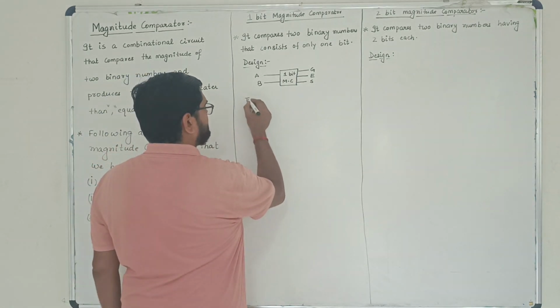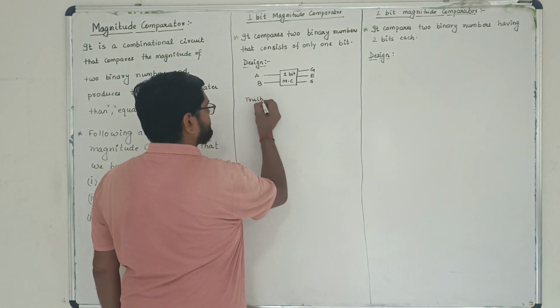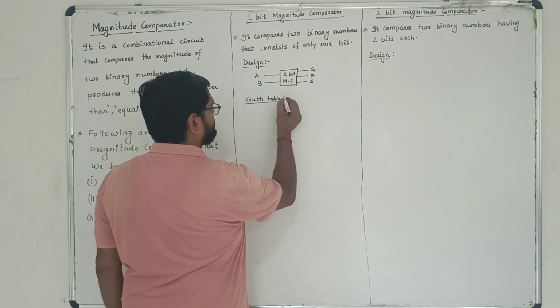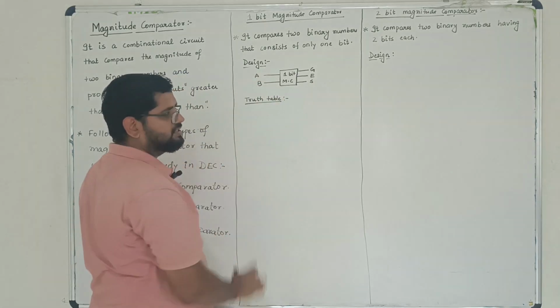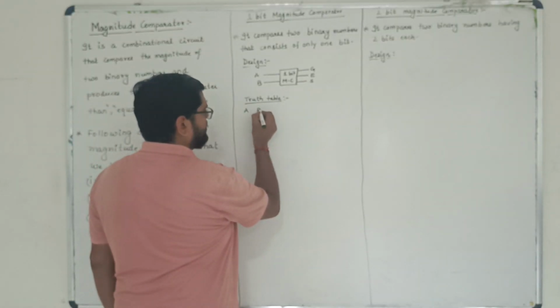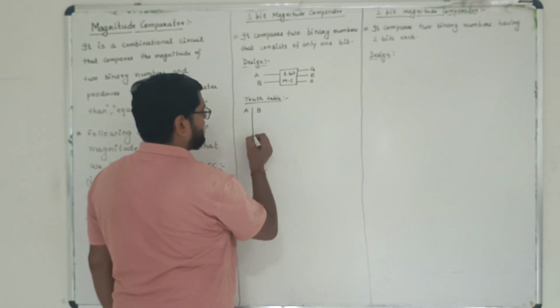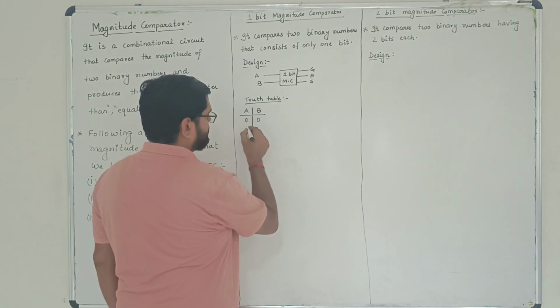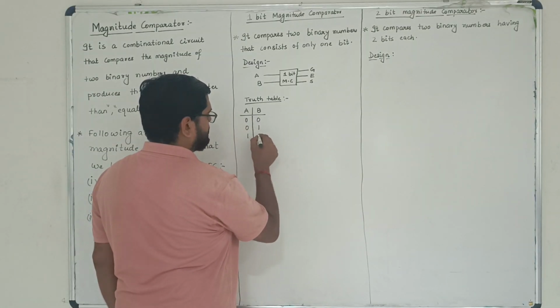So this is the next truth table. As I have said, in order to make the truth table, we first have to consider the inputs. So what are the inputs? A, B. Now, if there are two inputs, we know that the total number of possible combinations are 0 0, 0 1, 1 0, 1 1.